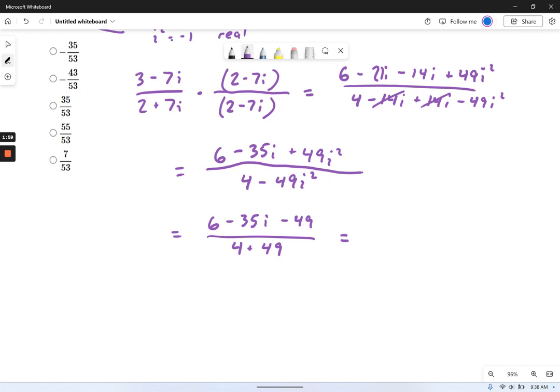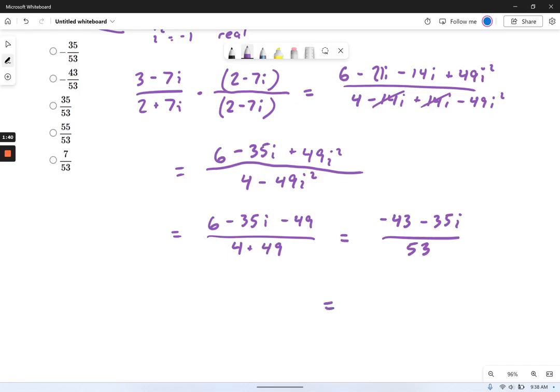Take a look what happens now. 6 minus 49, I think that's negative 43. And then we have minus 35i. And then on the bottom we have over 53. So this is our answer as a fraction. It's not in a plus bi form yet.